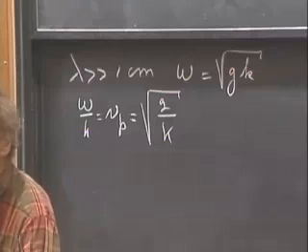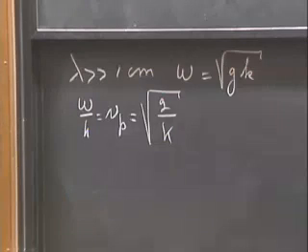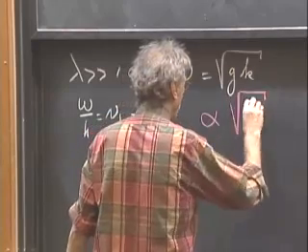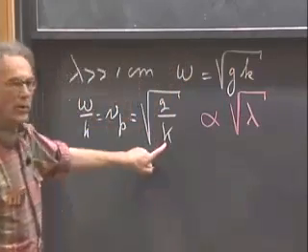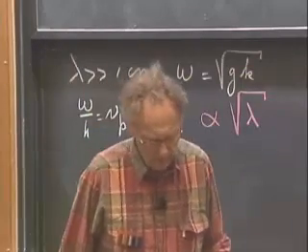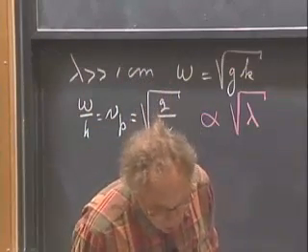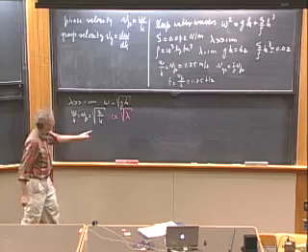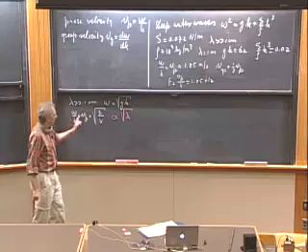Do we agree? And notice that this is therefore proportional to the square root of the wavelength, because 1 over k is proportional with lambda. So what it means is that the larger the wavelength, the higher the phase velocity. If lambda is larger, k is smaller, the higher the phase velocity.